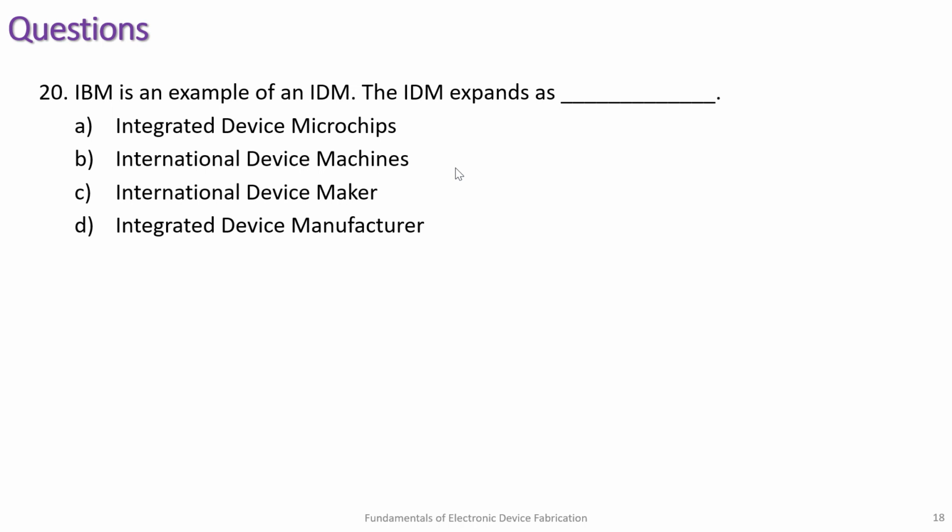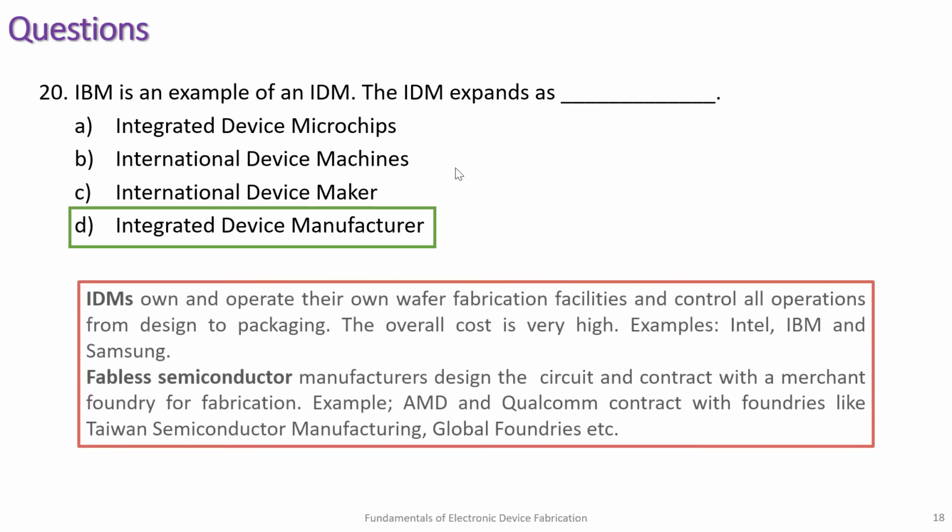Yes, that is the correct option. Like IBM, they will design their own circuit, that is, they will design the mask and the photoresist. At the same time, instead of giving this design to another company, they themselves will manufacture the physical product also. That is, they will manufacture the wafer also. That is what is meant by an integrated device manufacturer. Other IDM companies include Intel, Samsung, etc.